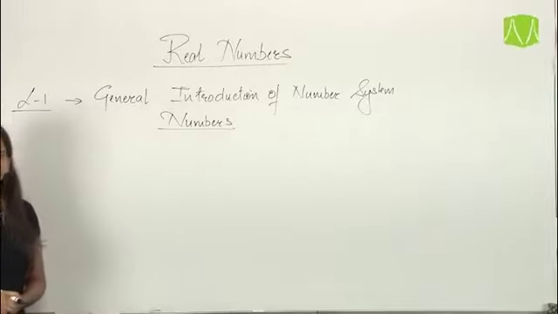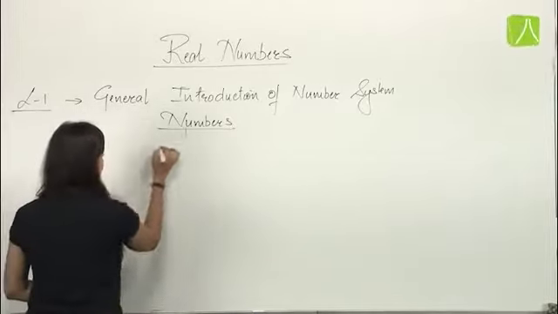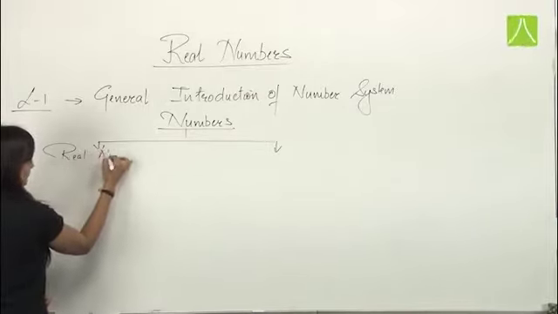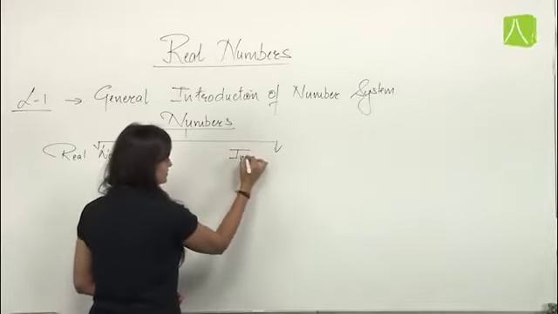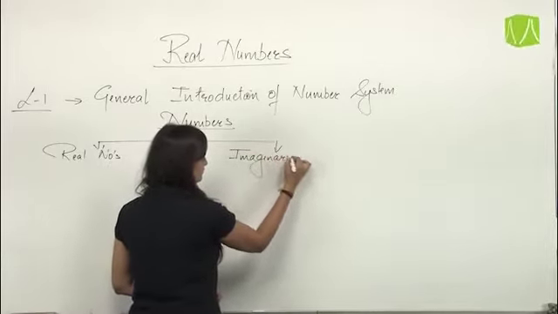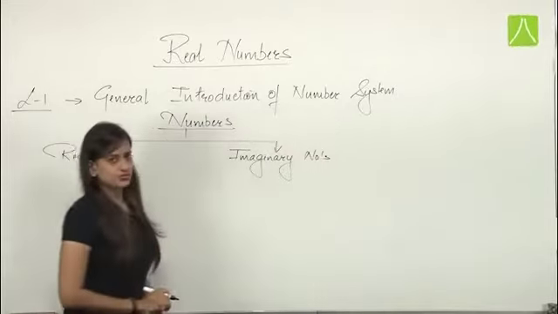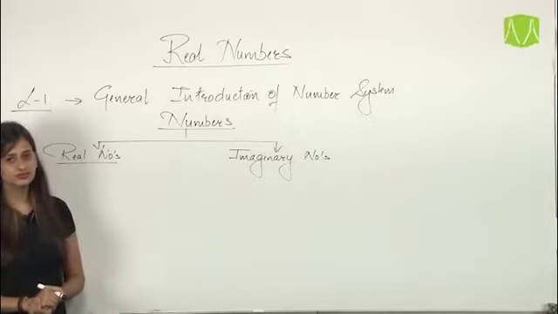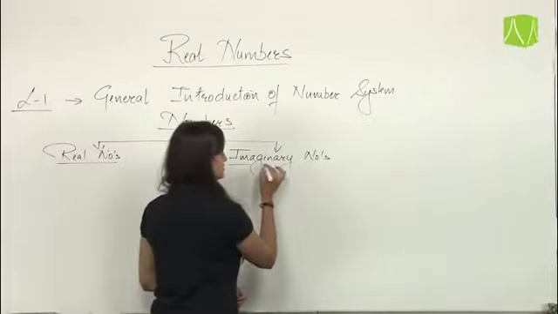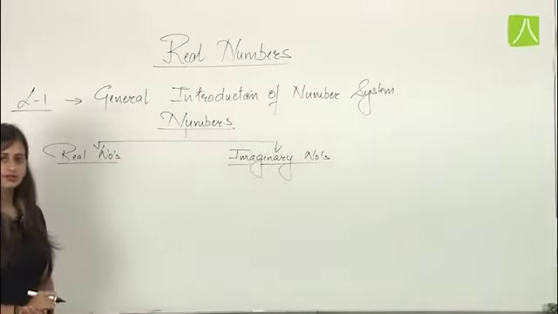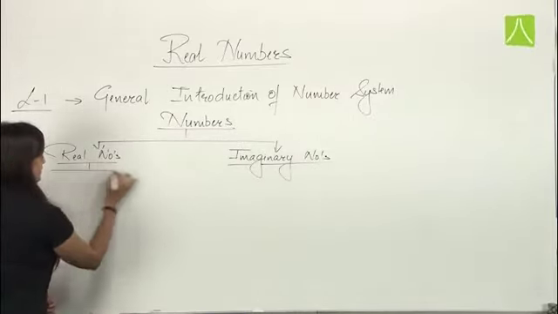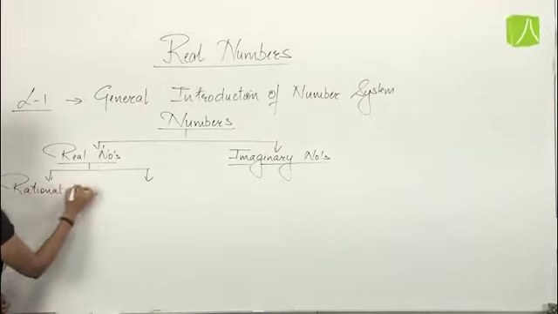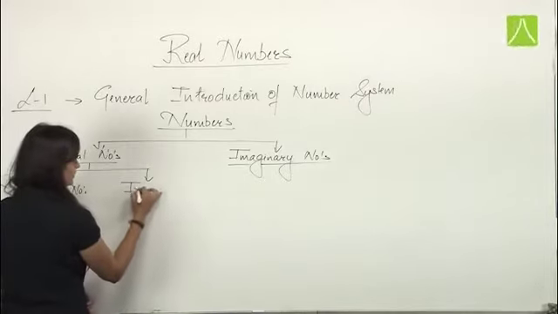Numbers are generally classified into two types, that is real numbers and imaginary numbers. Basically, real numbers are those numbers which can be represented on the number line, and imaginary numbers are those numbers which cannot be represented on the number line. Real numbers are classified as rational numbers and irrational numbers.